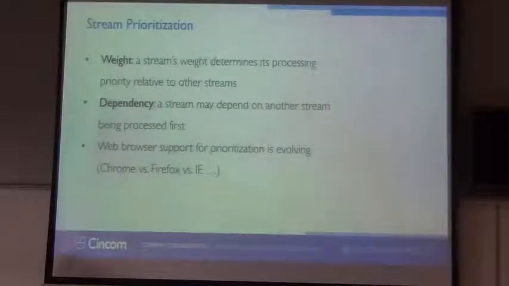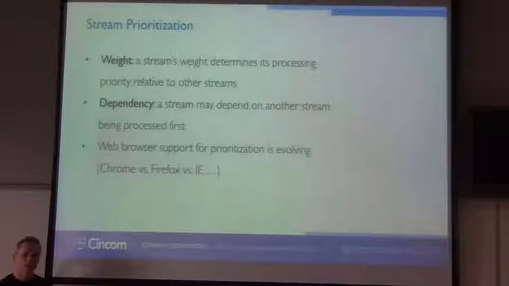Now, obviously, to achieve something like what I was showing you a little earlier, you need some kind of algorithm to determine what goes first and what goes second, right? So the protocol has prioritization rules where you can specify a weight that determines how many resources you assign to processing of a given stream, and dependency, which basically means you can block the processing of one stream until another stream is fully processed.